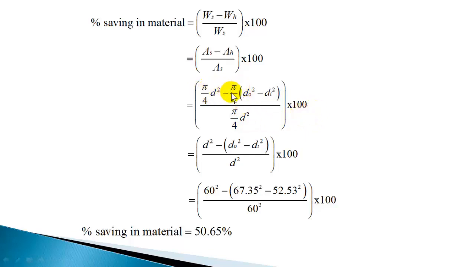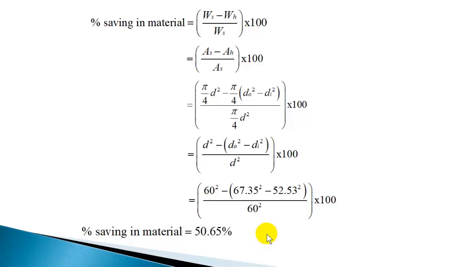So pi by 4 you can take it outside and cancel it out. Now you get d square minus d naught square minus di square divided by d square into 100. Now you can substitute these values. We know d naught, di. Substitute that, you will get the percentage saving in material as 50.65%. So much percentage of material will be saved when you replace solid shaft with a hollow shaft.